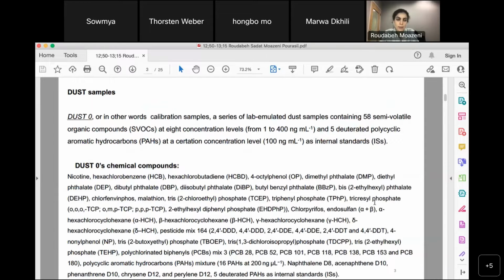We had 3 dust samples. The first dust sample, which we call dust 0, was a synthetic dust sample. It contains 58 semi-volatile organic compounds. We made this lab-emulated dust sample at 8 concentration levels. After that, we added 5 deuterated polycyclic aromatic hydrocarbons at a certain level as an internal standard. The names of the chemical compounds are listed here. Please go to the next slide.